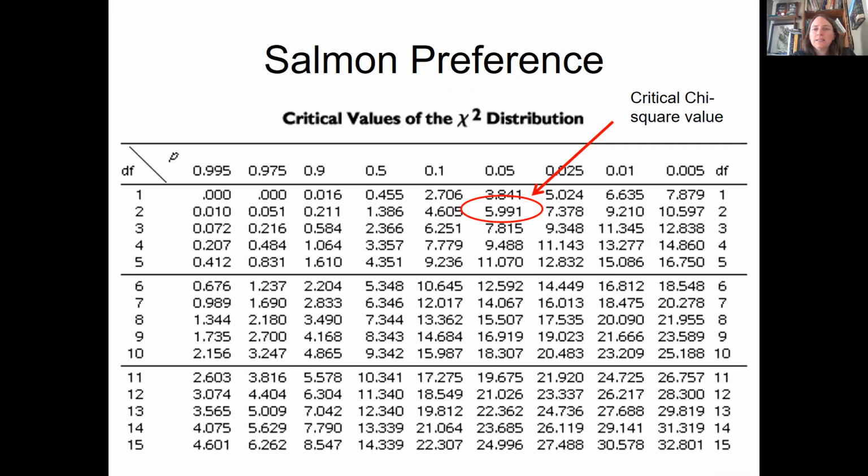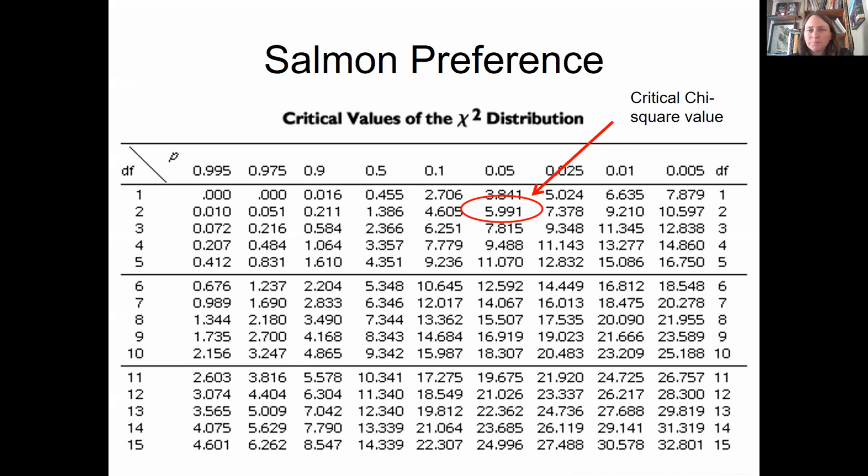Okay, moving across the table, our value was like 19, right? Well, moving across the table, we can see that we never get 19. So the probability of getting a chi-square value of 19 is very, very small. And that means that basically the observed values are not equal to the expected values, and the salmon are showing a preference. Now, I've highlighted in red what's called the critical chi-square value, and that's at the probability of 0.05. And this is a really important value.